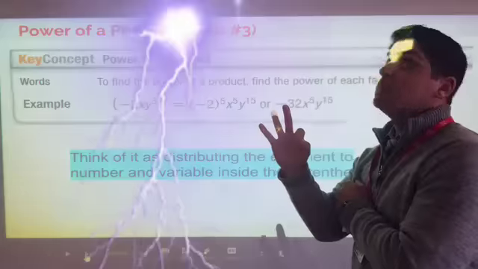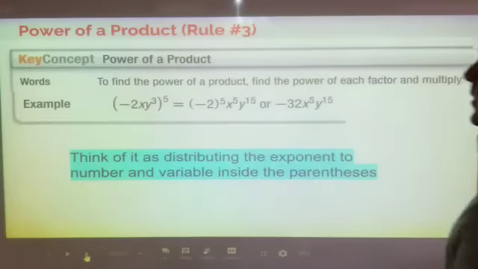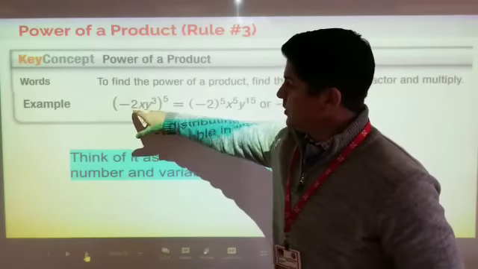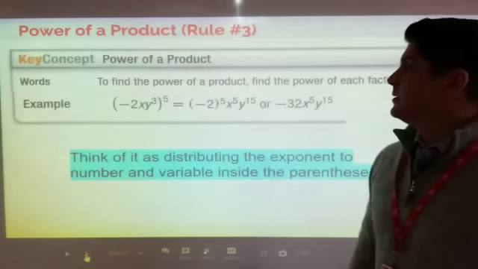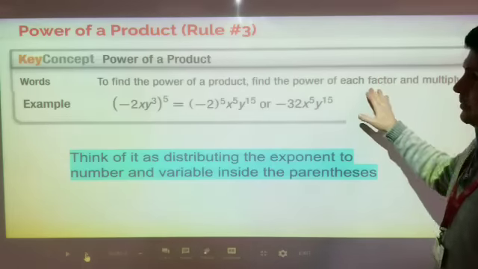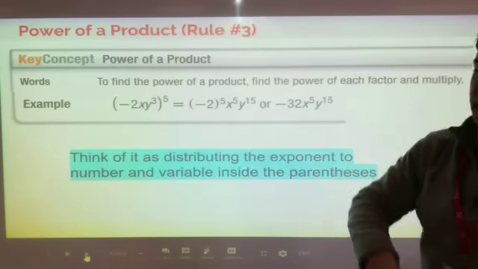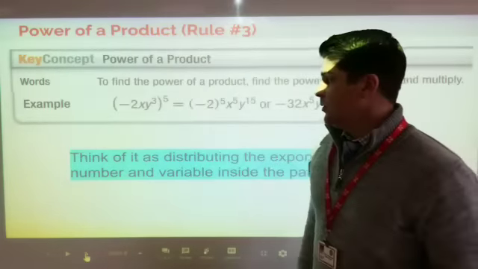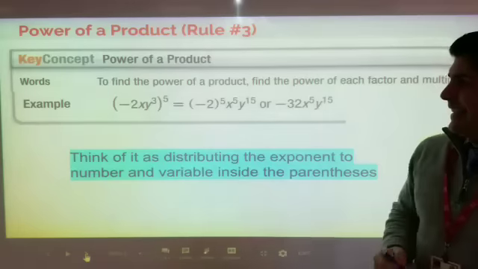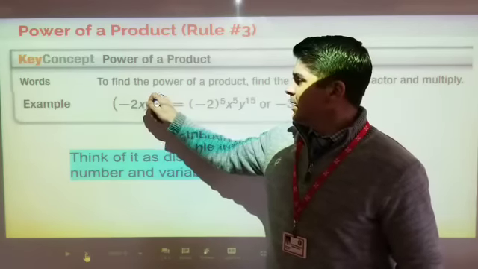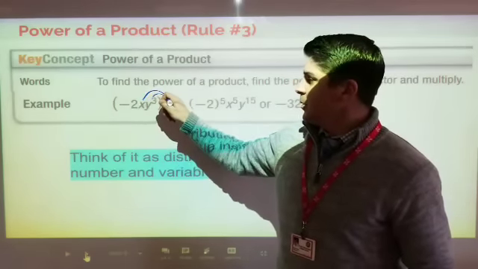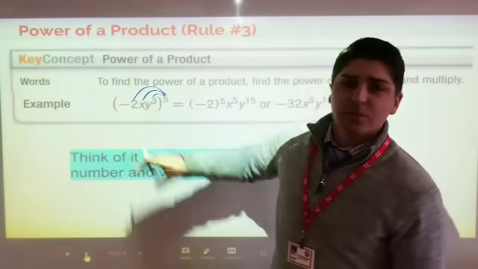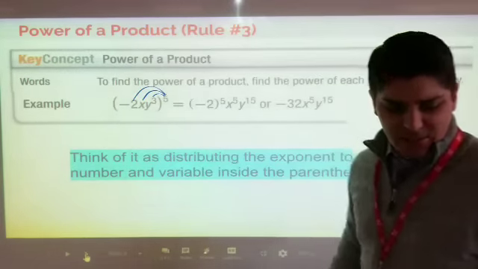Number 3. To find the power of a product, numbers and variables multiplied together. Okay? It's basically like distributing the outside exponent to everything inside. So think of it as the distributive property. This 5 is going to be distributed to that monomial, to that monomial. All of the numbers and the variables, everything's getting raised to that 5th power.